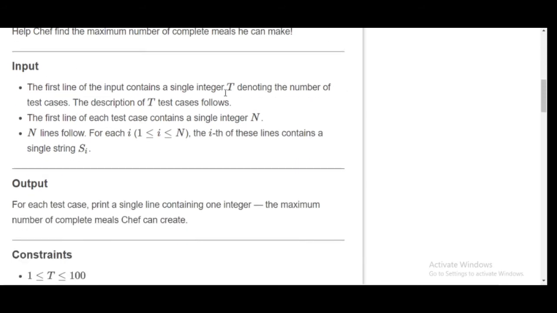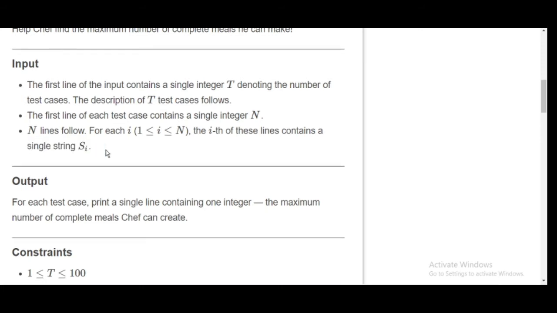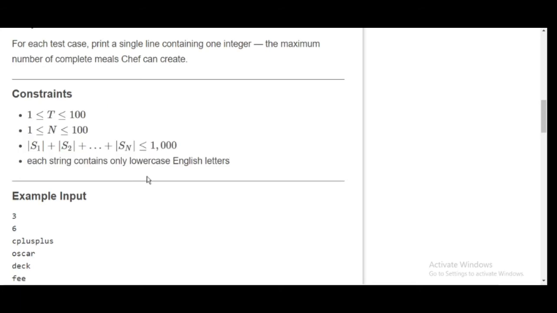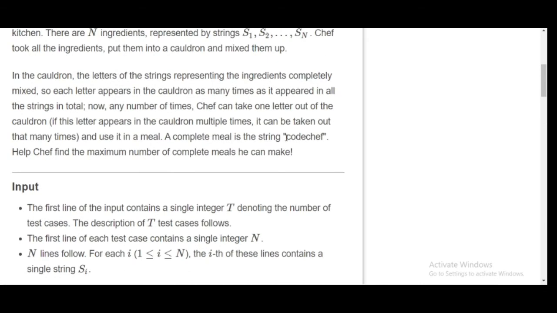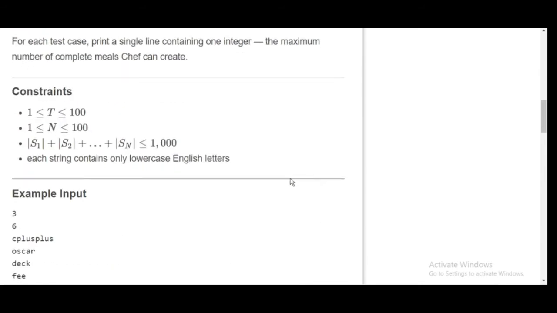Like input is t, the number of test cases, then a single integer n. Okay, this much is clear. Now there is a single string. String is what? Collection of characters. Okay, so this is a constraint, and a very important part over here is each string contains only lowercase English letters. Very important. That's why CodeChef is in lowercase, otherwise the problem would be more complicated. Now this is the input.